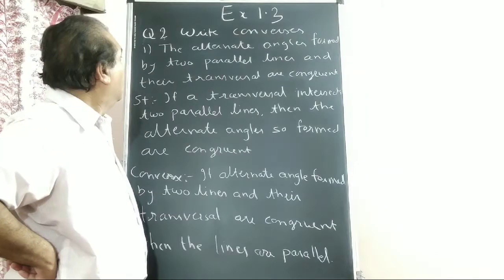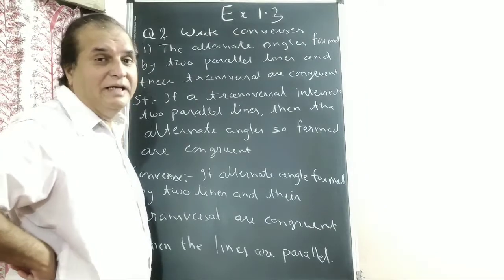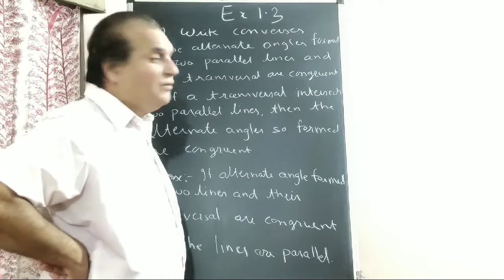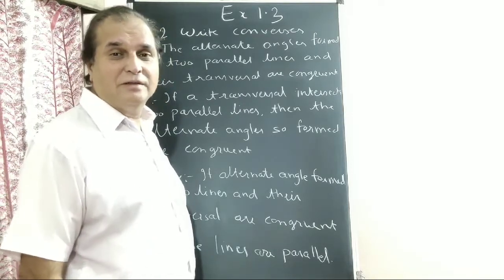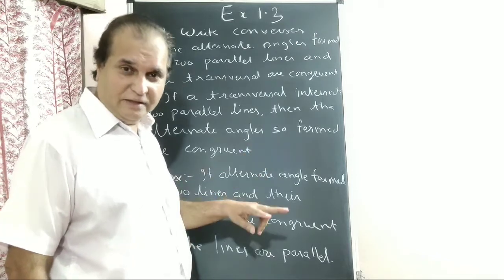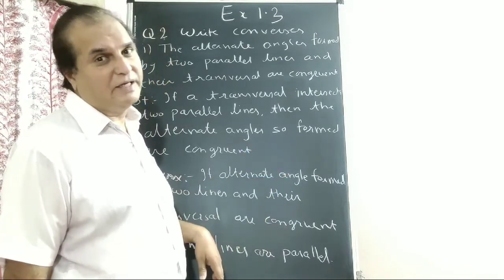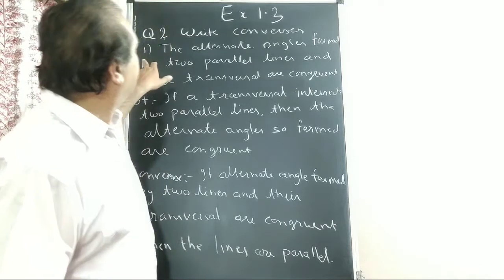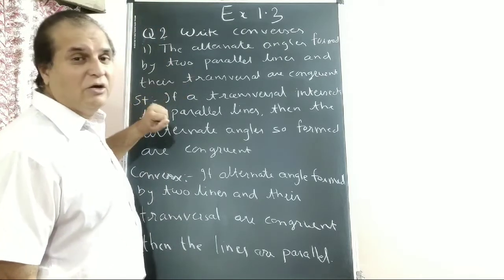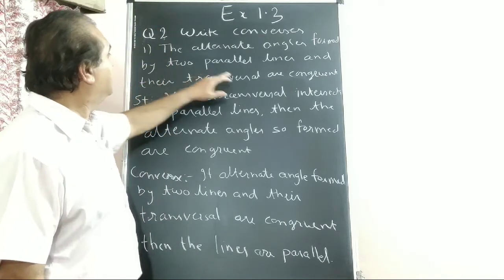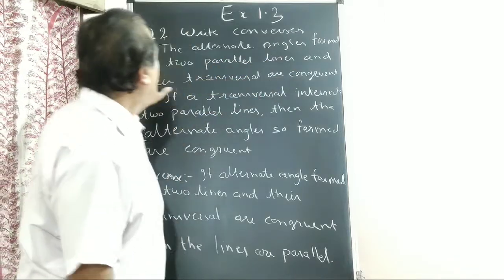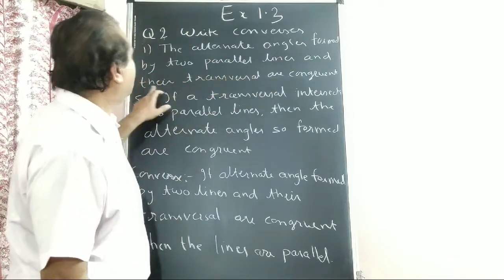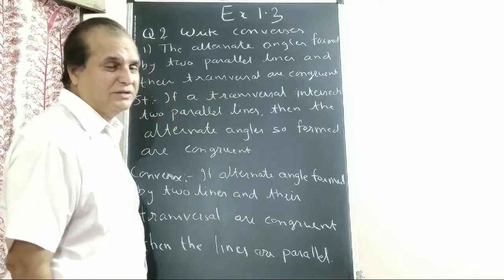Okay. The converse. Write converse. But for converse, conditional statement is needed. If statement is not given conditional, make it conditional. Then make converse of that. See. This is if then not used. The statement is made without if and then. The alternate angles formed by two parallel lines and their transversal are congruent.